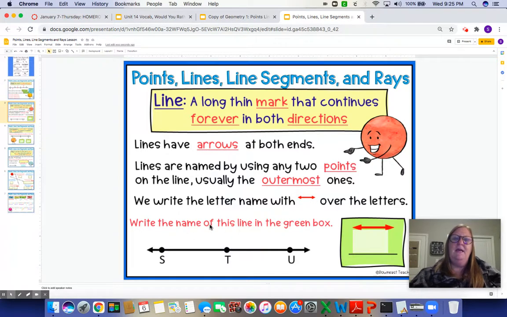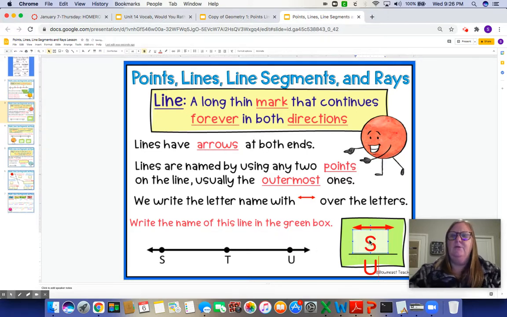So it says write the name of this line in the green box. So we're going to name this line right here. And remember, we're going to name it by using the outermost letters, which would be, this is on the outside. That means outermost, S and U. So we're going to name this line SU. We could also name this line US because it goes in both directions. So you could name it US or you could name it SU. Okay, let's go to the next one.